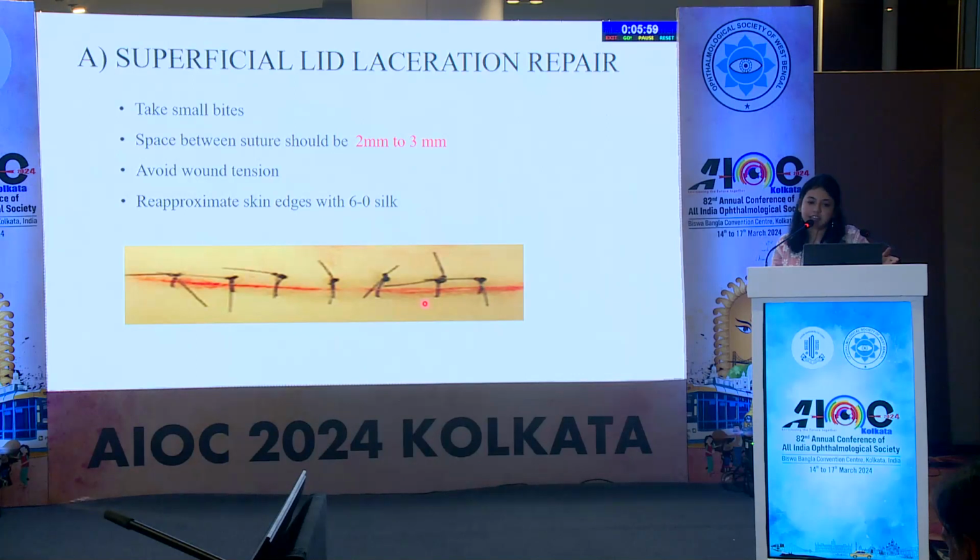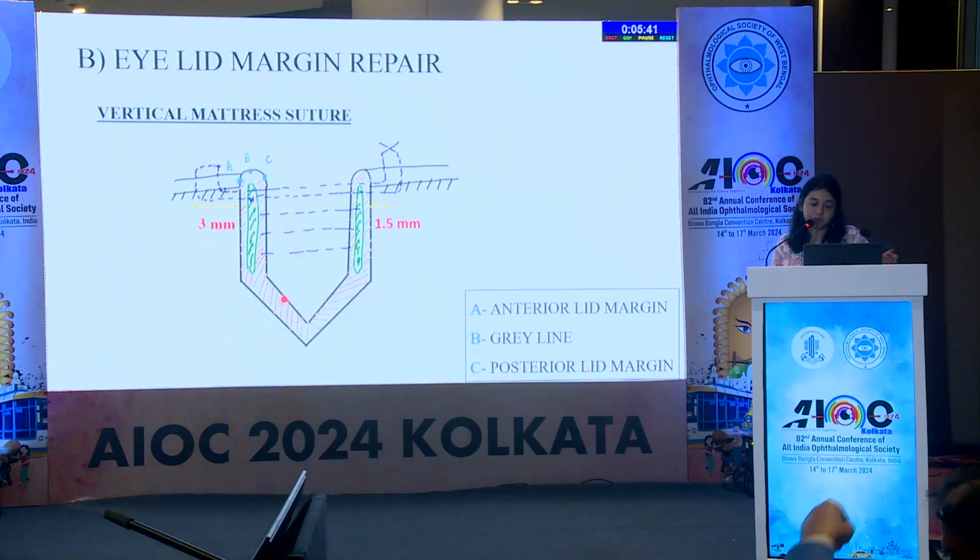Superficial lid laceration repair is as simple as it can get. We suture it with 2 to 3 mm distance between the two sutures. The most important principle to ensure is to avoid wound tension. If the wound is not apposing well, it's important that we undermine the skin and allow good apposition of the laceration.